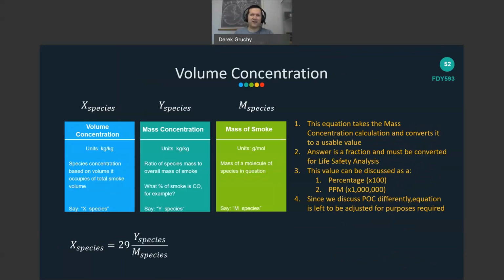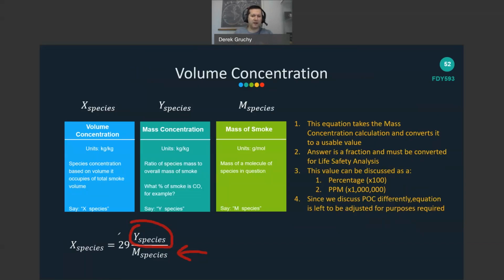So in order to get that, we're going to take the mass concentration and divide it by how much one molecule of the species weighs. So in this case, the species is carbon dioxide, so it's going to be a carbon plus 2 oxygens. So we'll do that calculation.